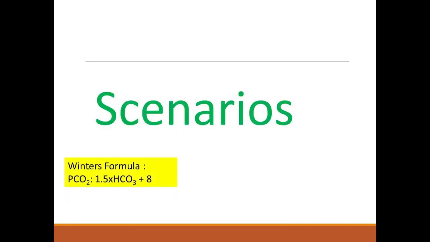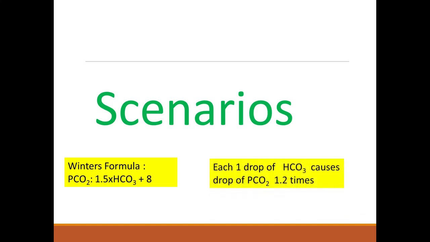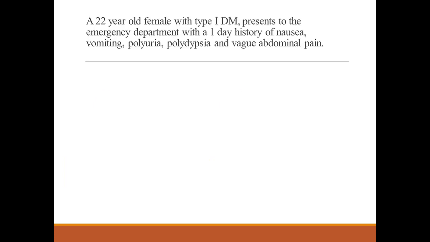Before I go to the first scenario, I will tell you we usually see the compensation of PCO2 through the Winter formula, or sometimes for the sake of easiness, I just use this formula. One drop of bicarbonate causes a drop of PCO2 of 1.2 times. I will teach in examples when we discuss the scenarios. So let's have a look at the first scenario.